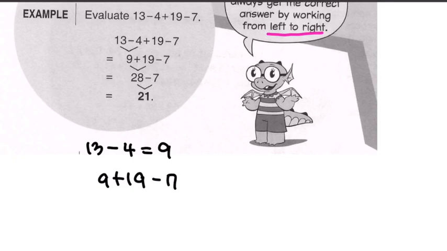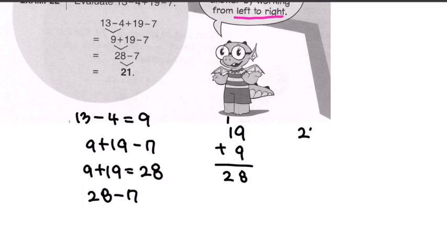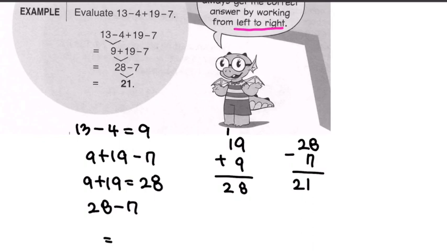Now, from left to right, we're going to add 9 and 19 together. 9 plus 19 equals, we can do addition on this side. So we have 19 and 9. Since 9 plus 9 is 18, 19 plus 9 would be 28. So 9 plus 19 is 28, and that tells us that the remaining expression that we have is 28 minus 7. And so now, from left to right, we're simply going to do 28 minus 7. And that's going to give us 21. Therefore, we can conclude that 13 minus 4 plus 19 minus 7 equals 21.